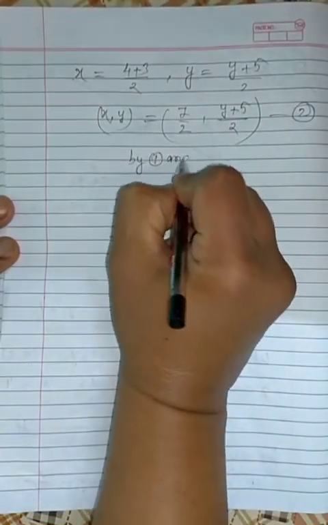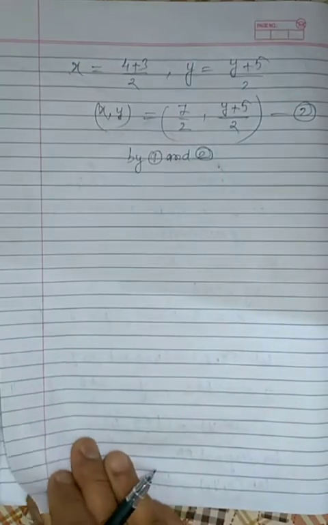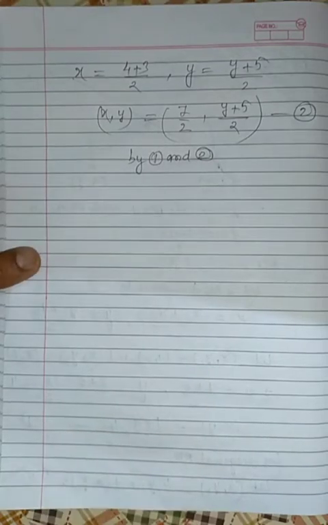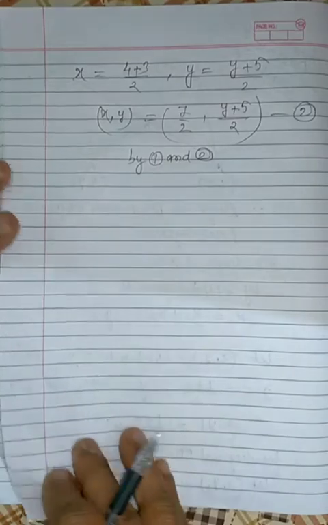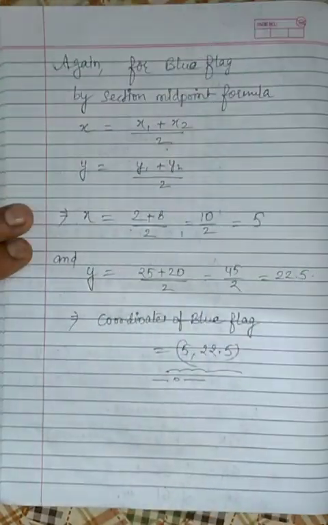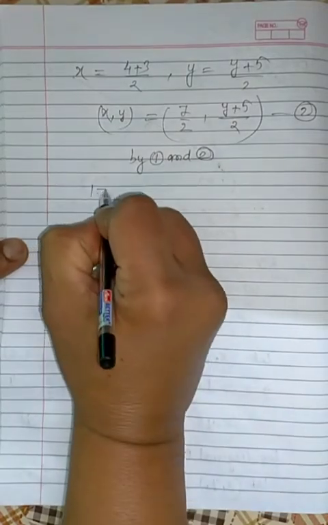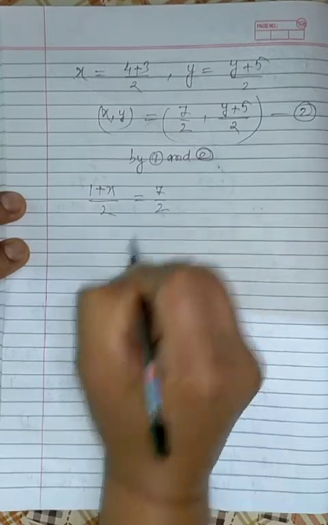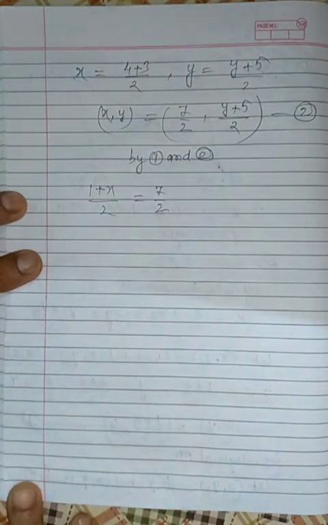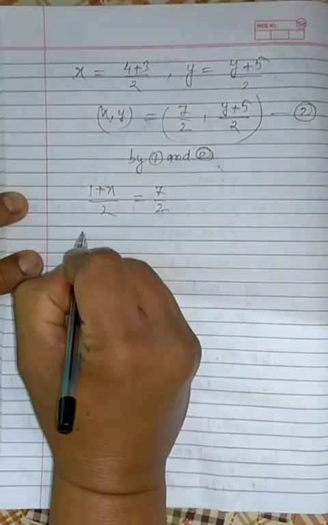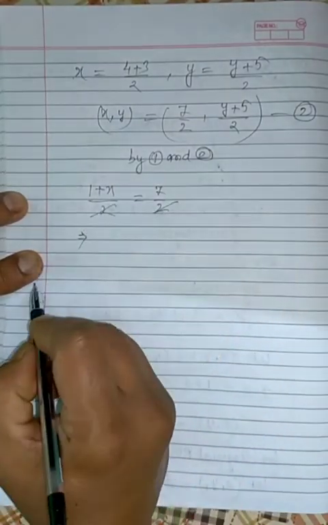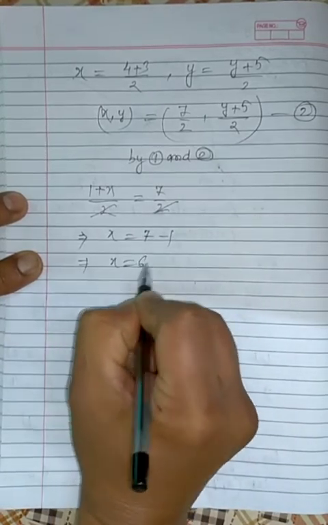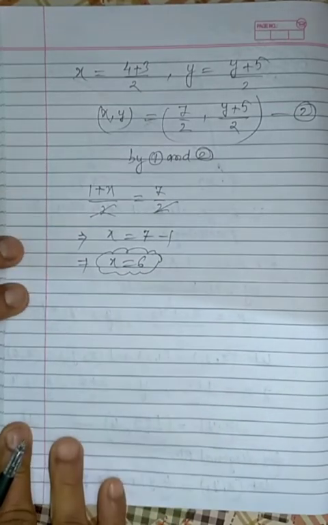So by 1 and 2, as this is the coordinates for O for both the diagonals, and since diagonals bisect each other, we can equate. So first we are equating the coordinates of x. In first we have (1 plus x) upon 2, which is equal to, in 2 we have 7 upon 2. Okay, so here 2 can be cut, so x will be equal to 7 minus 1, therefore x is equal to 6.